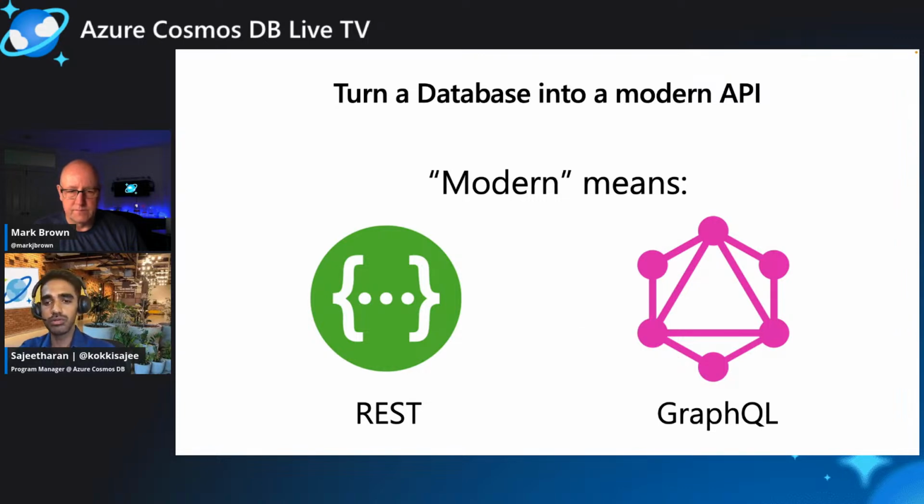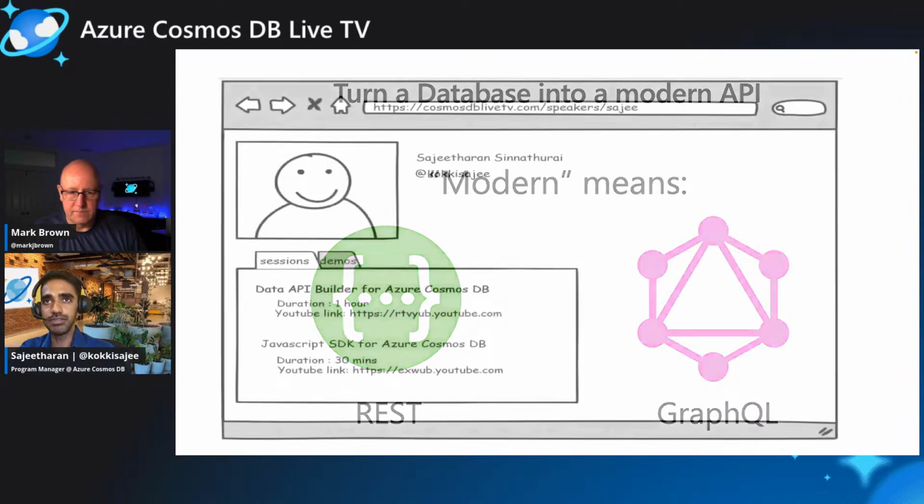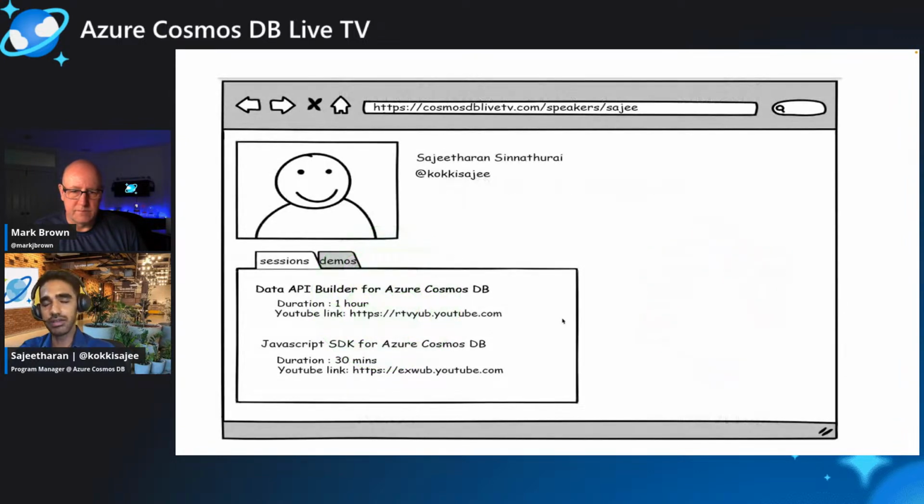Just to elaborate more on the difference between these two, assume we are building a Cosmos DB Live site, which consists of speakers and the sessions associated with them. If you're using REST as an example, you would see a URL which contains the speaker's information. But behind the scenes, when the user accesses this page, we are getting the information about the speaker, the particular sessions that he has done, and the demos associated with them. So basically, we are invoking three REST requests in order to build this particular front end.